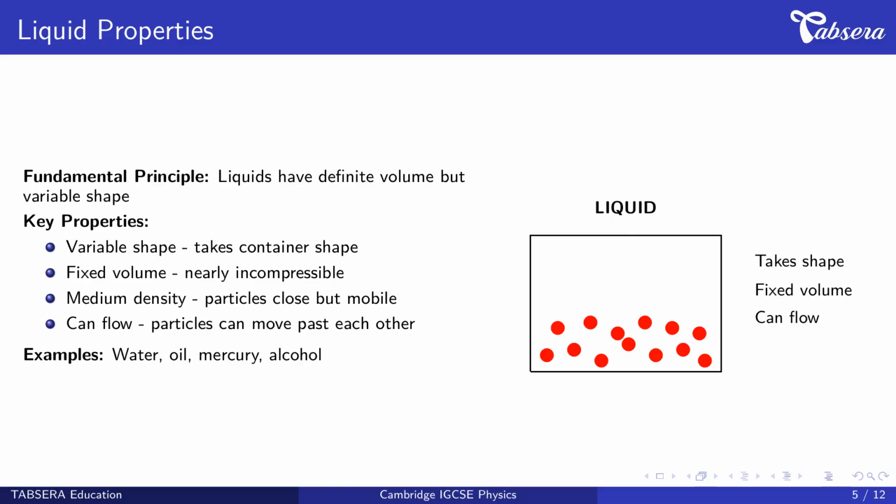Now we examine liquid properties. The fundamental principle states that liquids have definite volume but variable shape. This means liquids adapt to their container while maintaining constant volume. The key properties are: first, variable shape. Liquids take the shape of their container. Second, fixed volume. Liquids are nearly incompressible. Third, medium density. Particles are close together but can move. Fourth, can flow. Particles slide past each other easily. Examples include water, oil, mercury, and alcohol.